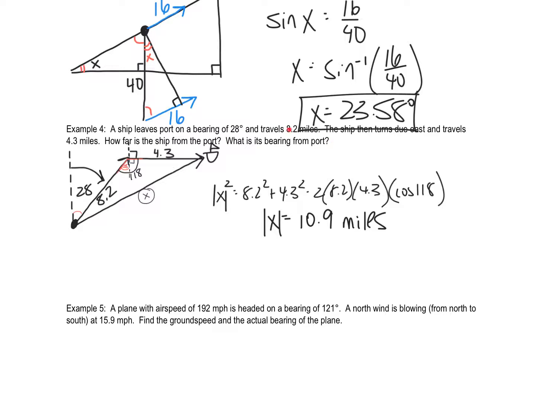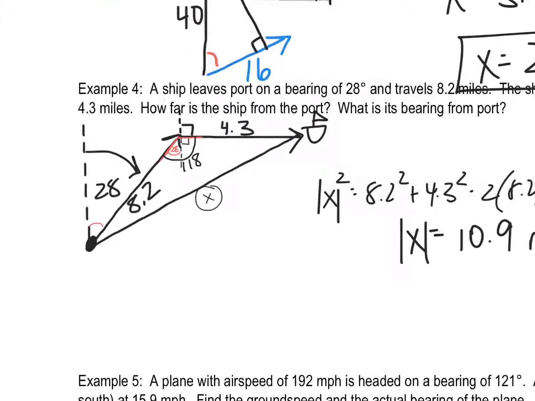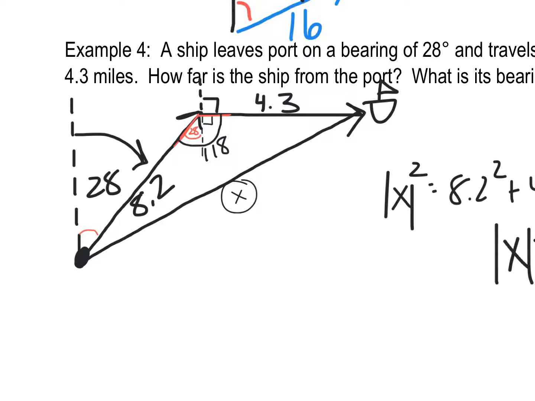What is its bearing from the port is the other question. So in this case, now that I have a lot of info about this triangle, I can use this angle and this side, and I can use this side to help me find this angle. And then all I'll have to do is add to the angle we were given, the 28, to figure out the bearing from the entire angle. So I'm going to find the blue angle first. So I'm going to do 10.9, which is what I just solved for, over sine 118.